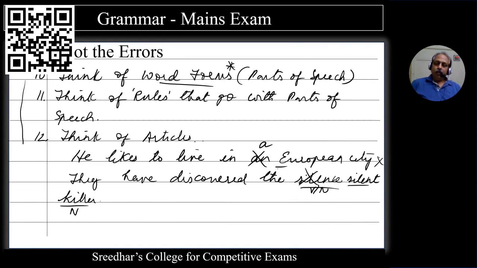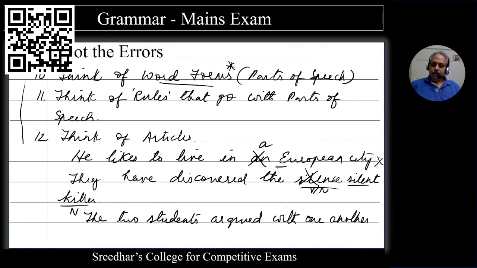And think of rules that go with parts of speech. Another example. The two students argued with one another. The two students argued with one another. Here, argued with one another, this sentence is wrong.